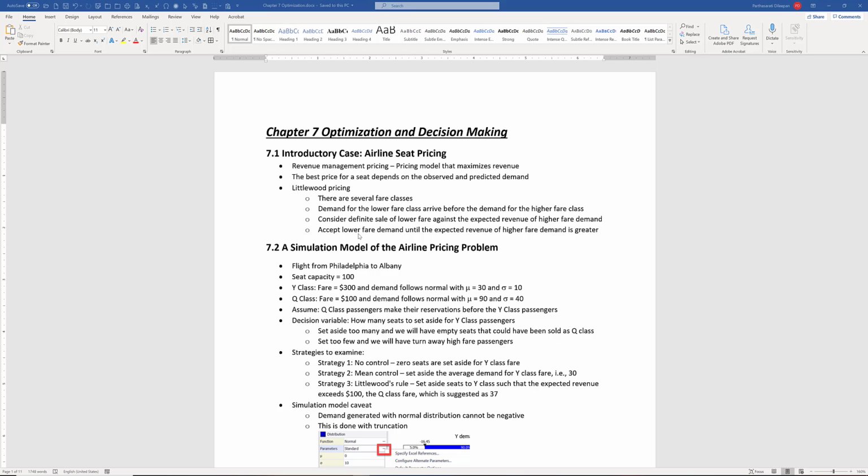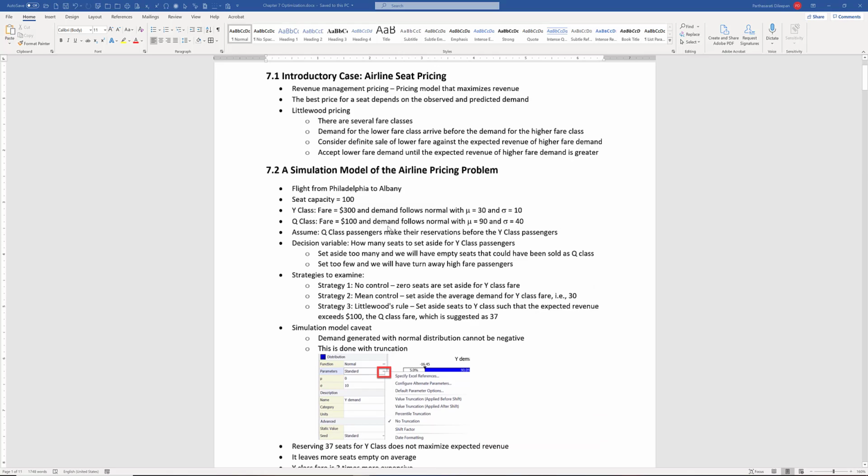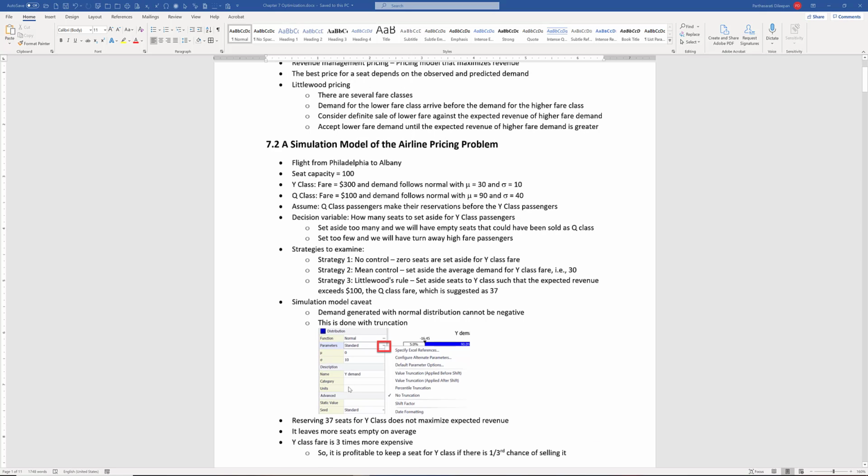So that's what we're going to be looking at, and here we are going to look at this example. And let's set up the first model with these parameters, and we'll look at this example in the next video.